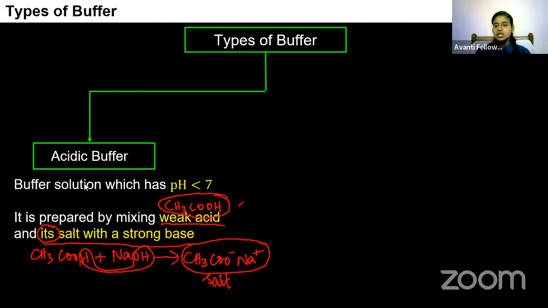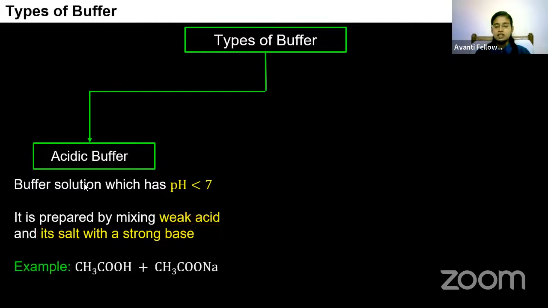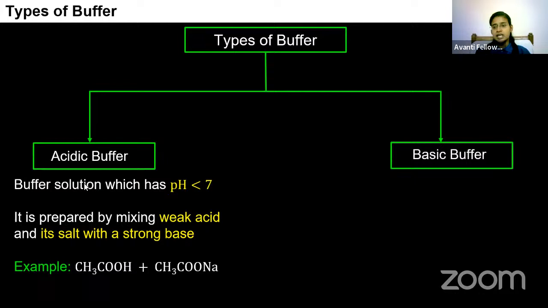Okay. So these two components are mixed together and they form a buffer solution, and those buffer solutions are called acidic buffer solutions. All right. So the example is the mixture of acetic acid and sodium acetate. Got it? Now coming to the second type, which is basic buffer.